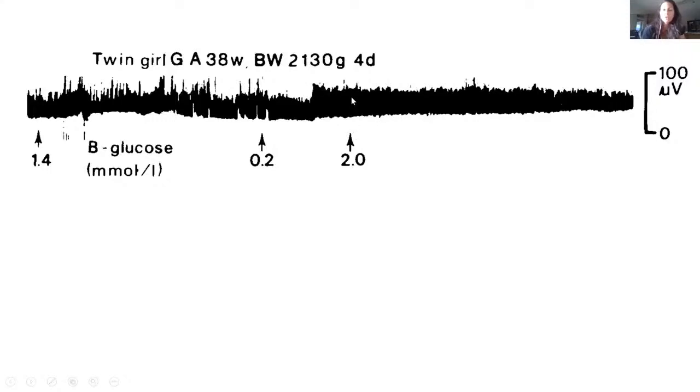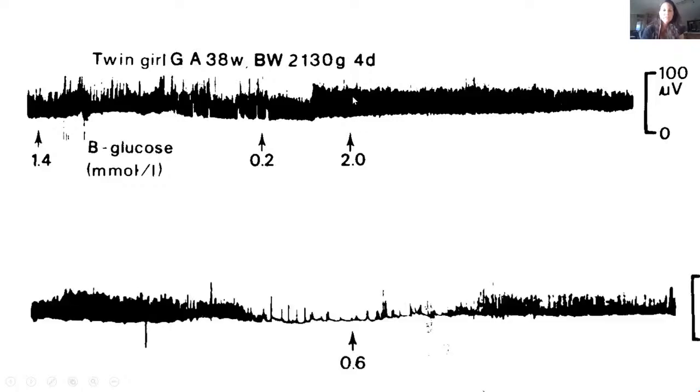So this was a 38-weeker, 4 days of life. So this isn't even a preemie. This is a near-term baby at 4 days of life. So right here, improved. And then another one, not a super great tracing, but then look at here when it drops to 0.6. Again, very low values, and then almost a completely suppressed flat trace, and then some correction there.